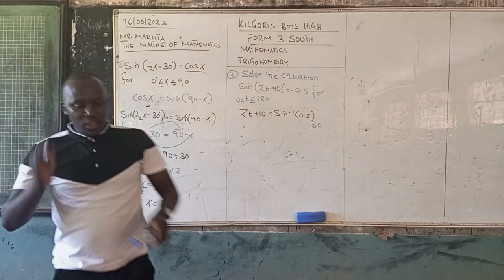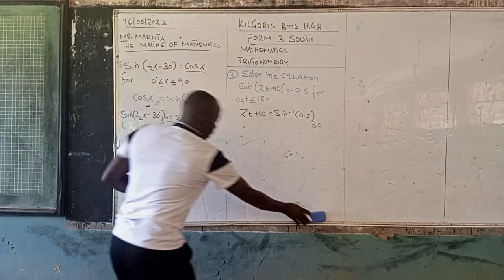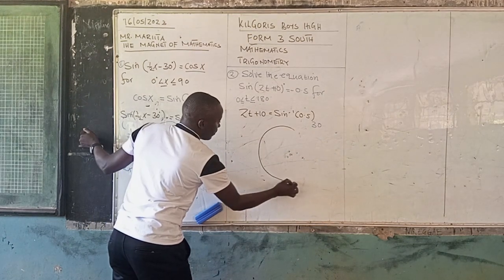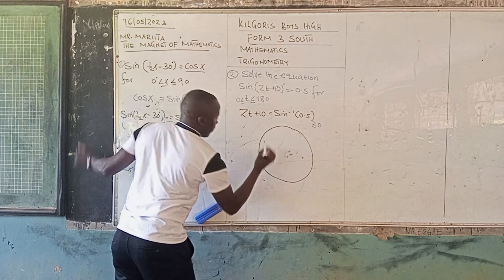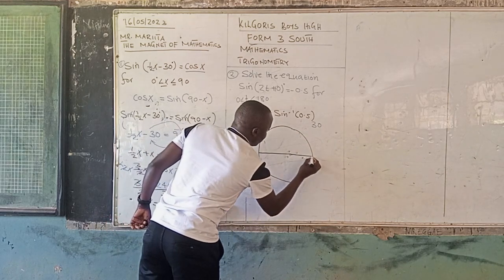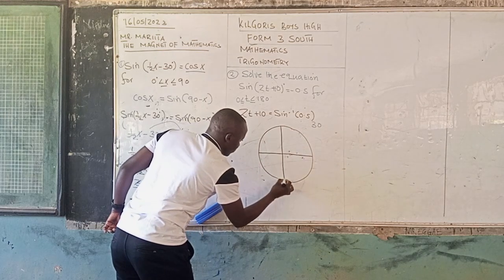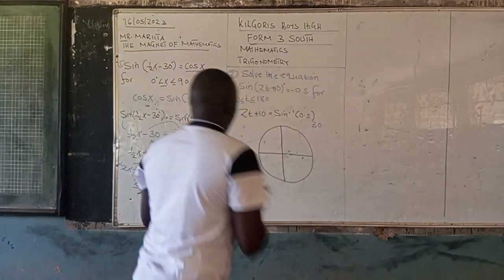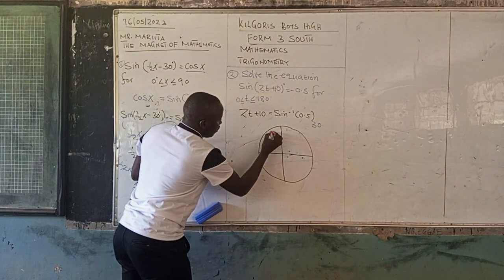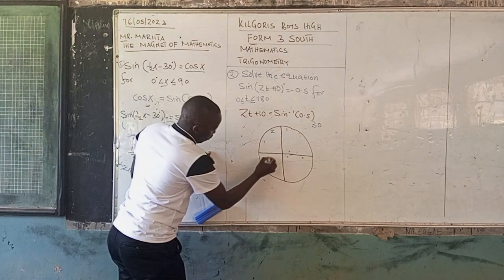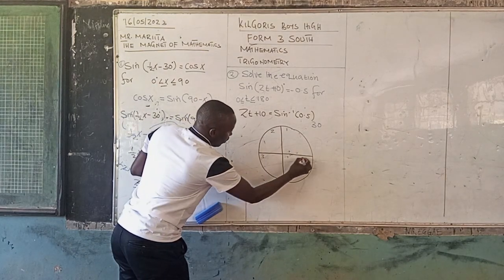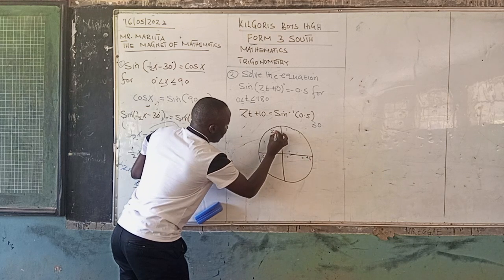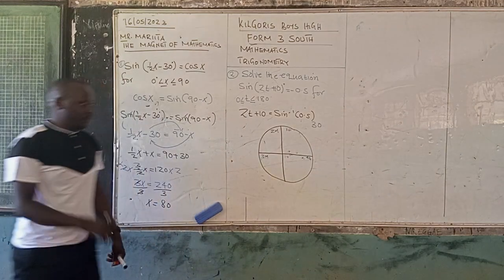Now, in the unit circle, we have this unit circle like this. Then we have the first quadrant. This is a first quadrant. We have second. We have third. And then we have what? We have the fourth quadrant like this one. This is the second. And of course, this one is first.